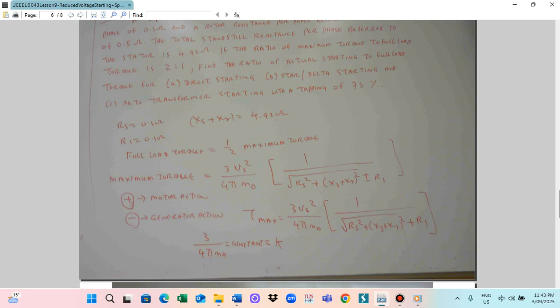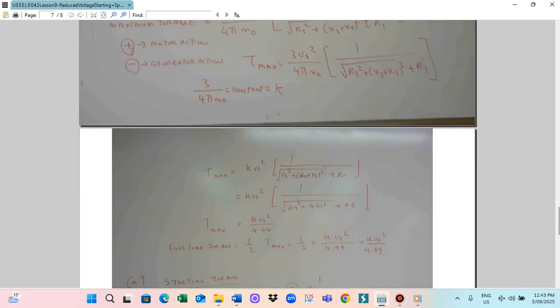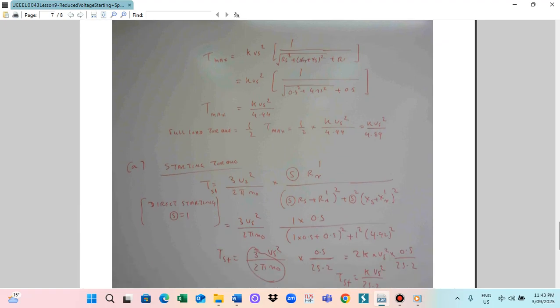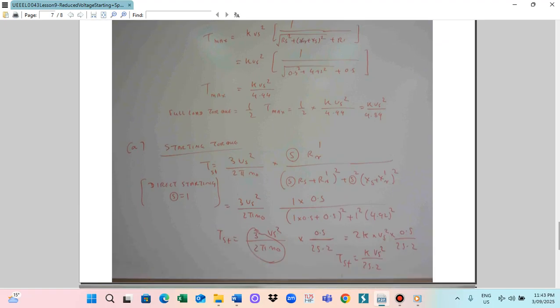And then we calculate the starting torque. The formula for the starting torque is Tst equal to 3Vs squared divided by 2πn0 multiplied by s multiplied by R dash, where R dash means the rotor resistance referred to the stator, divided by (sRs plus R dash) squared plus s squared into (Xs plus Xr dash) squared. Rs means the stator resistance, Xs is the stator inductive reactance, and Xr dash is the rotor inductive reactance referred to the stator. Those values are given. At the starting condition, slip s is 1. So you substitute s equal to 1, and the R dash and Rs values, and then you get Tst.